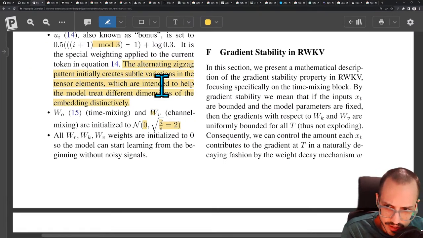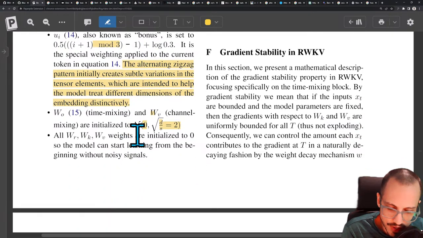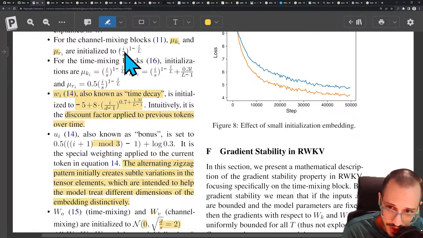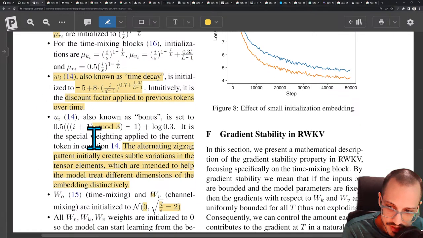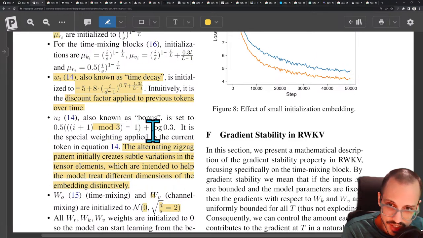I wonder if they came up with these equations theoretically, or whether these are experimentally determined. Did they try a bunch of these different time decay and bonus terms and then end up on this, or did they intuitively pick these?